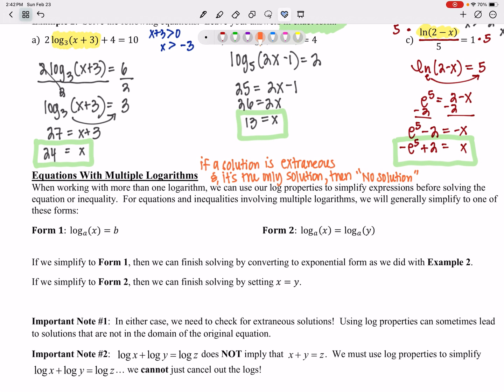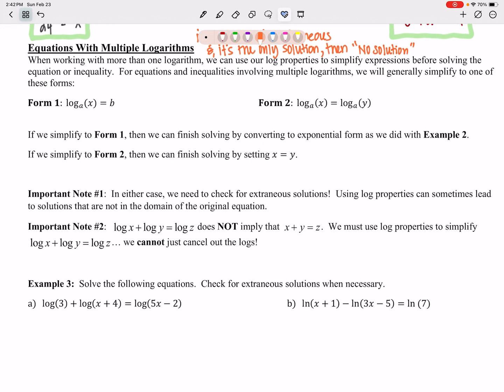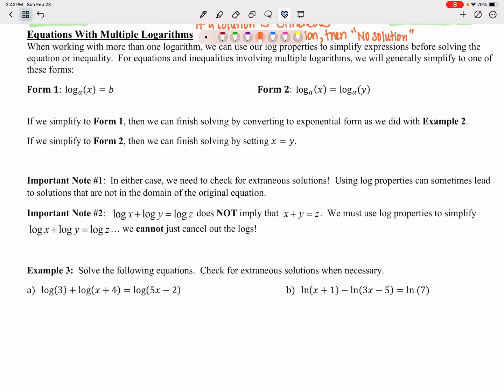Okay, in the next video, we're going to talk about equations with multiple logarithms, and we're going to practice with a couple of problems and get you comfortable working with those.